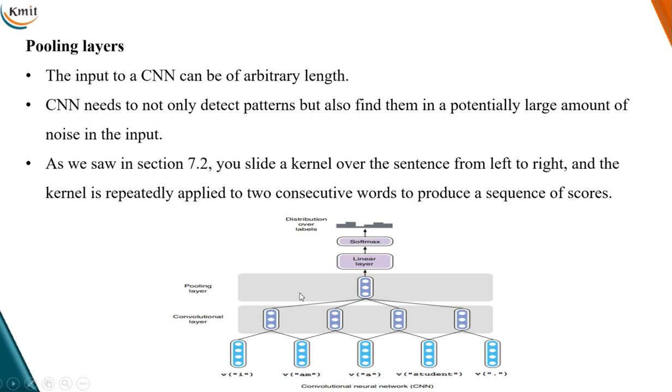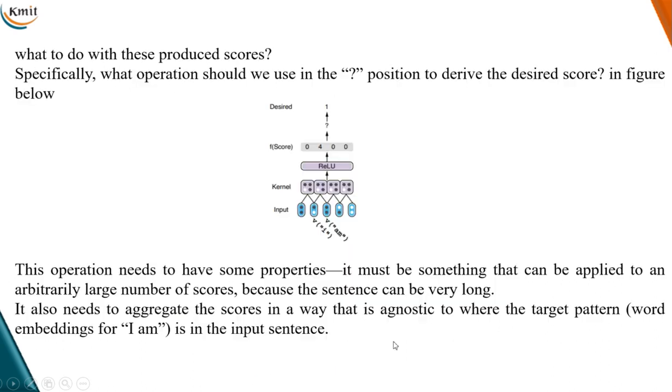The input to a CNN can be of arbitrary length. CNN should not only detect the patterns. Here the convolutional layer is actually responsible for detecting the pattern, but CNN layers are not only responsible for detecting the patterns, they should also find the potentially large amount of noise in it, right? So we slide the kernel over the sentence from left to right, and the kernel is repeatedly applied over two consecutive words, as you can see here in the figure, to produce a sequence of scores.